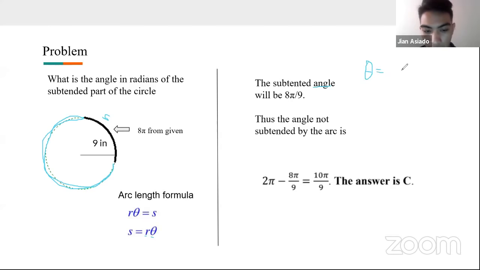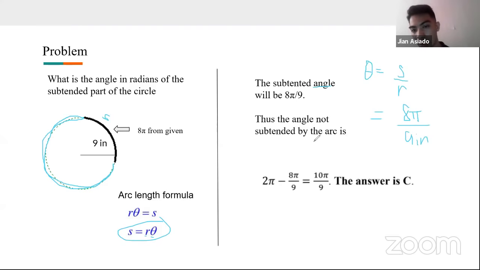So, S over R siya. Coming from this. So, yung S natin coming from the circumference kanina, it's 8 pi over R, yung radius natin is 9 inches. 9 inch. So, just divide this. And then, ayan, maka-cancel to. 8 pi inches din yun. So, maka-cancel yan. So, this one, we get this. But this is the subtended angle. Ito pa lang siya.